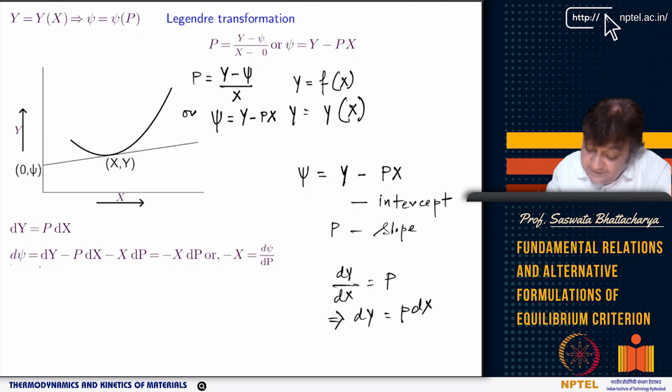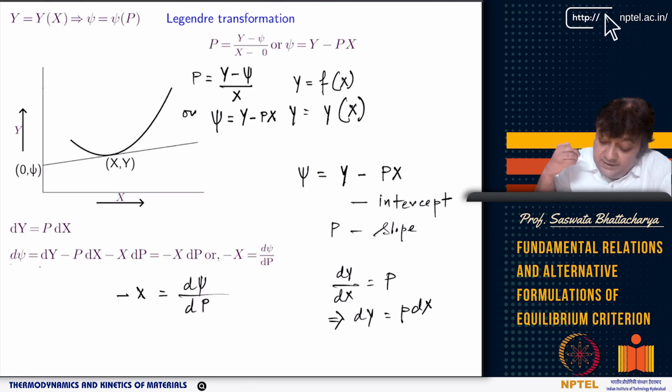Or minus x equals d psi by dp. So let us write it this way: minus x equals d psi by dp, right? And you have also psi is y minus px. Now if you see that, it is possible to write this entire curve. The idea is this: it is possible to express this curve as a function of psi and p. That means it is a function of intercept and slope.